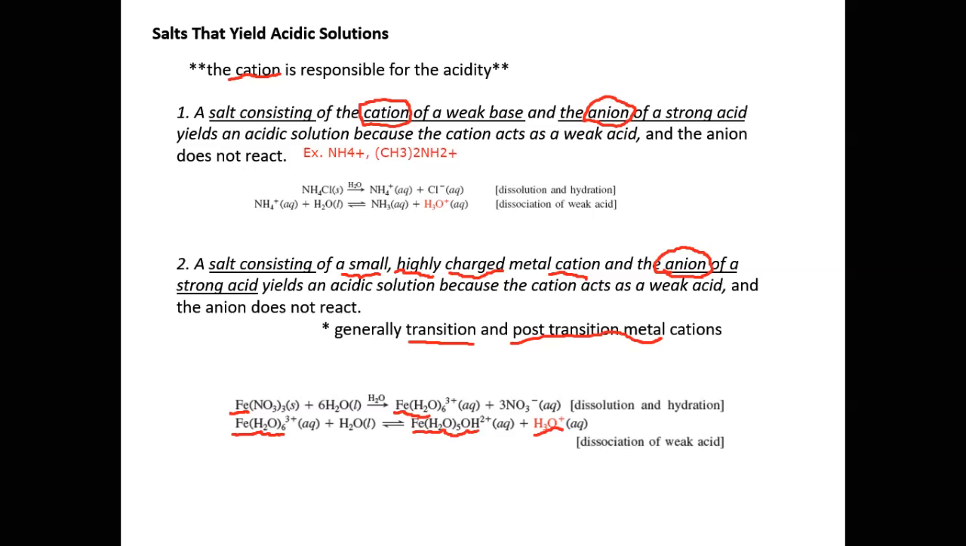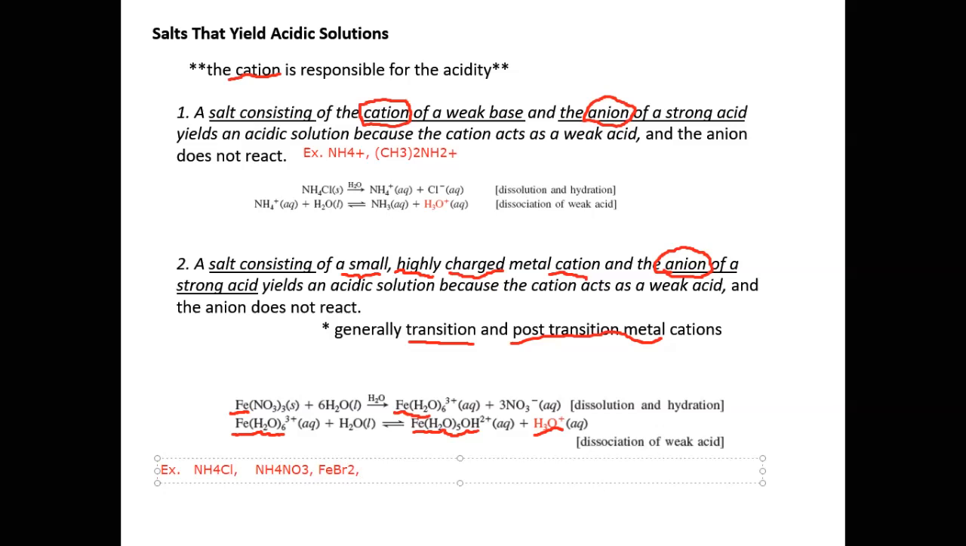So what are examples of compounds that contain a cation of a weak base or a transition metal with an anion of a strong acid? So for example, ammonium chloride would be acidic. Ammonium nitrate would be acidic. Iron bromide would be acidic. So again, all of these contain acidic cations with neutral anions.